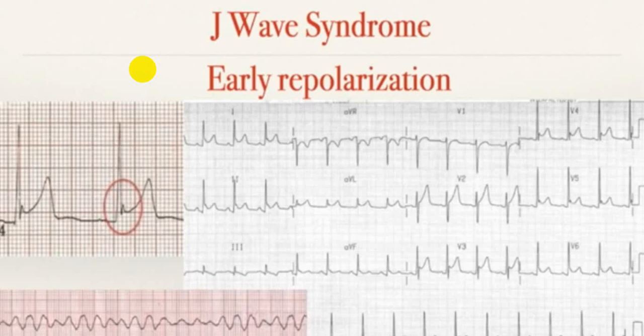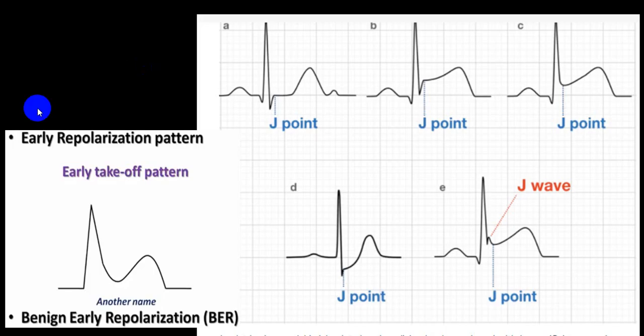Also you can have an Osborn wave in hypothermia. Electrolyte imbalance like hypokalemia, hypocalcemia, hypomagnesemia. All these hypo conditions will also have J wave syndrome or J wave abnormality. So this is J point. This J point is elevated with ST segment elevation. This is again J point elevation with ST segment elevation, while this is J point depression. So there is no ST elevation.